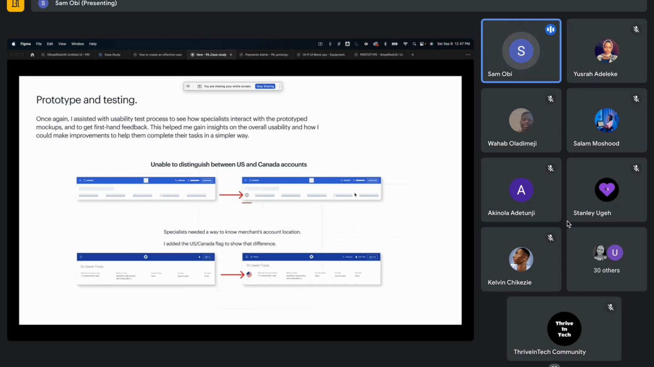And other things happened when we did prototype and testing. We realized that for some merchants in Canada and merchants in the US, our specialists could not differentiate their accounts. So we decided to add a flag. We have the US flag for those who are in the US, and those who are in Canada would have the Canadian flag.